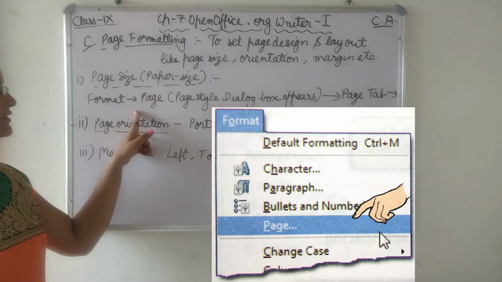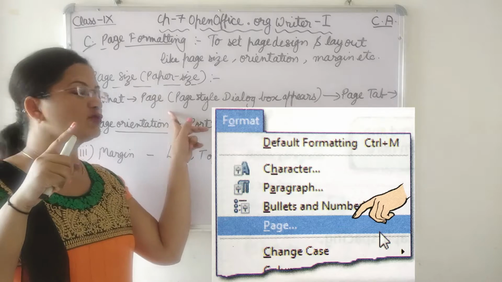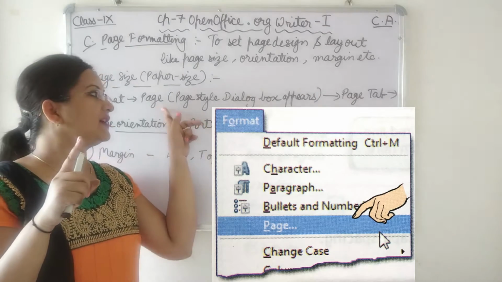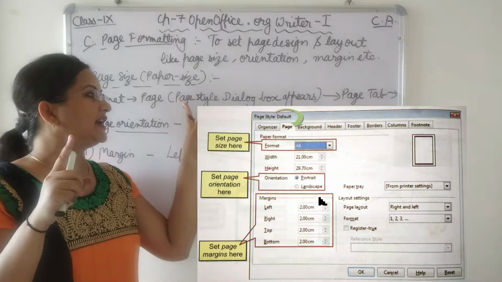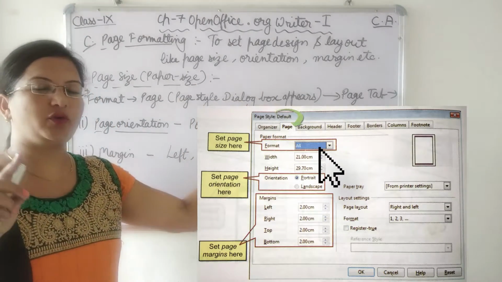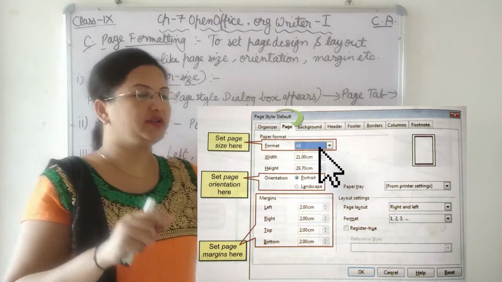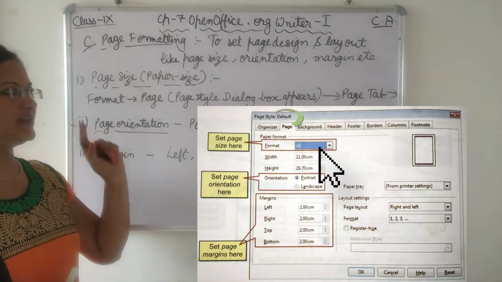So first of all, you have to click on format in the menu bar and then you have to choose page option. When you click on page, you will get the page style dialog box. The page style dialog box will open and there you have to click on the page tab. In the page tab, you will get the option of page format.